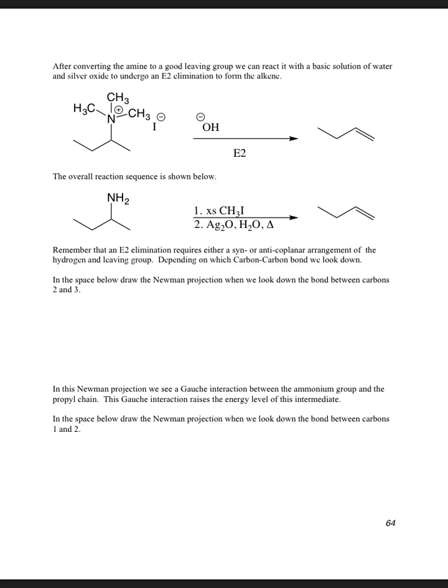So with this, we can add hydroxide. It does an E2 elimination. The hydroxide grabs a hydrogen, forms a double bond, kicks out the trimethylamine, and we're done there. The overall reaction sequence is shown here, where we add excess methyl iodide and then follow it up with silver oxide and water and heat, and it does the E2 elimination. We've got to remember the syn or anti-coplanar arrangement of the hydrogen and the leaving group, depending on which bond we're looking down. We have to be careful about that.